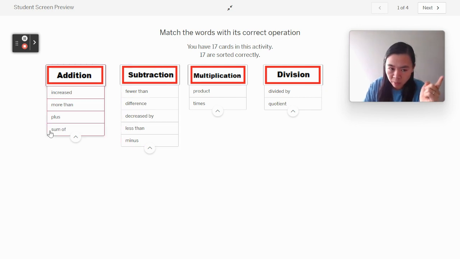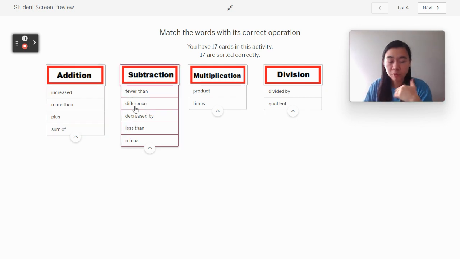Okay, so sum of is addition. Difference, if we find the difference, then we are subtracting. The difference between 8 and 3, 8 minus 3 is 5. Okay, so know sum of and difference.